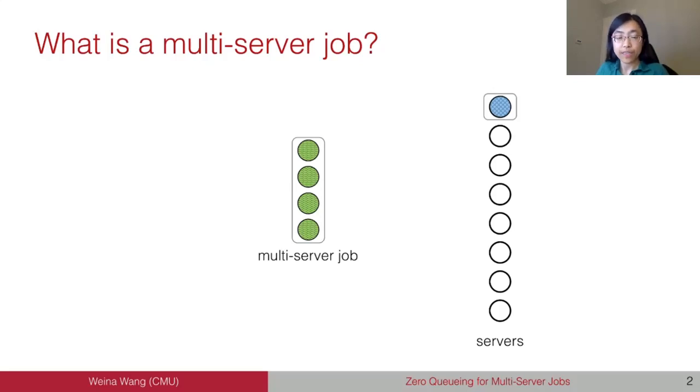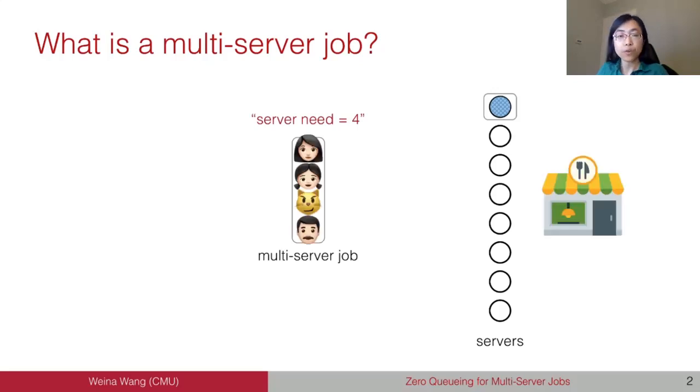For example, this green job requires 4 servers, so it has a server need of 4. When we put it into service, we need to allocate 4 servers at the same time to this job. This is like a family of 4 going to a restaurant, where the servers are the seats in the restaurant, and we can only serve this family if we can seat all of them.